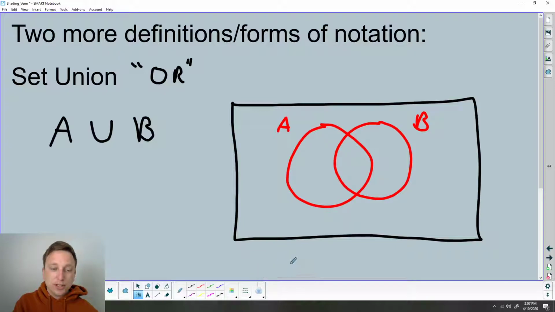So if we want the union of it, I consider all of set A. So there's set A shaded. And then at the same time, I consider all of set B, as well as the overlap in these. So A union B is all of set A as well as all of set B and their overlap. So we have a notation and we have a visual of this. So that is set union.